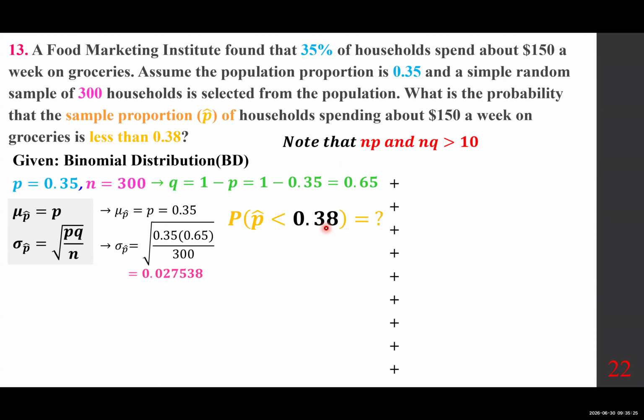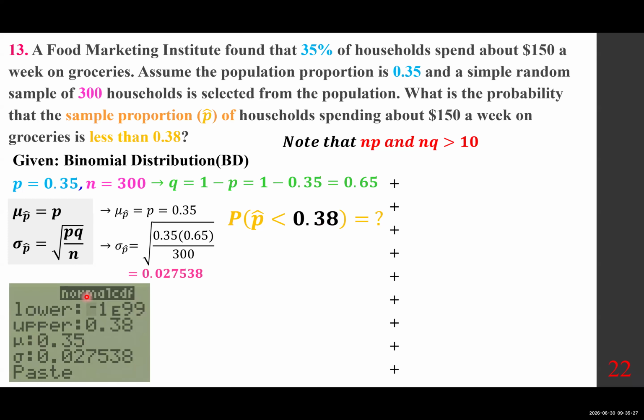We can use technology, normal CDF, lower. Again, see, they give us this number. What it means is minus 1 times 10 to the power of 99. It's a huge negative number. But if it's not there, just put minus 1,000. Minus 1,000. It's important to understand that. Okay. The upper limit is 0.38.